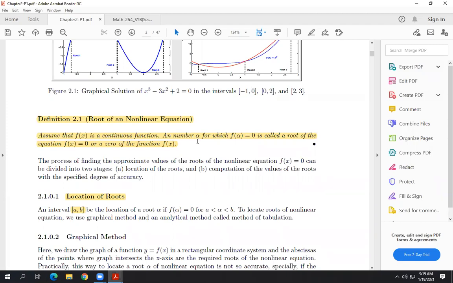And I told you last time, we are not interested in the exact solution. What are we interested in? We are interested in the approximate solution. So we will not find alpha, we will find an approximation of the alpha, right? Approximation of the alpha.